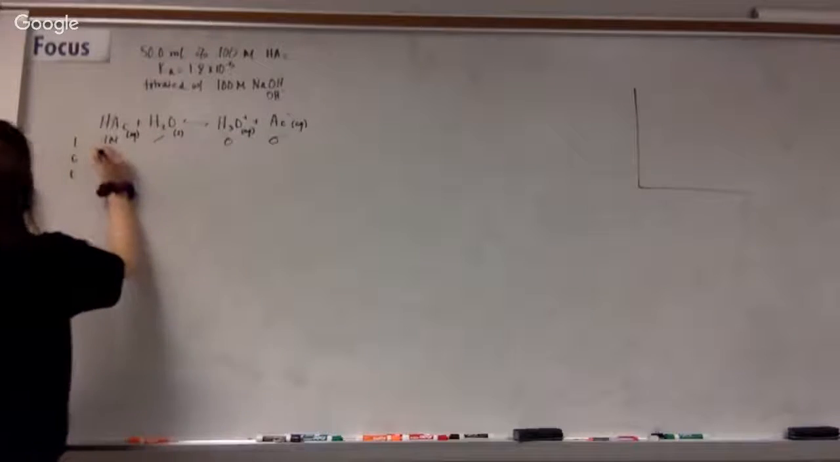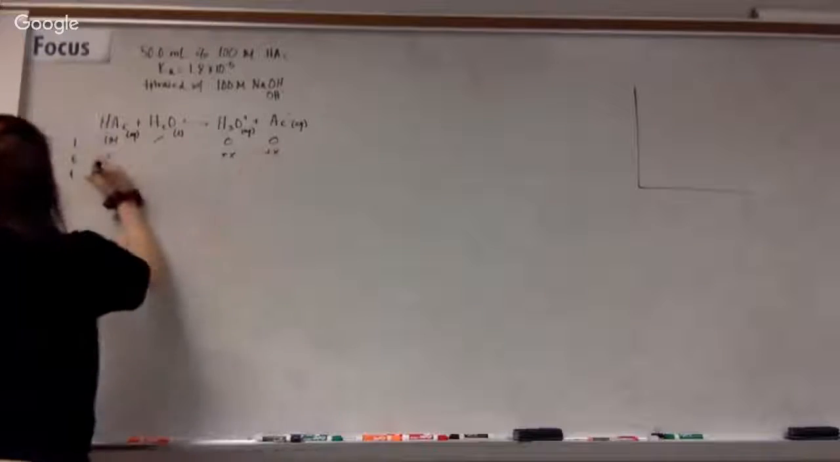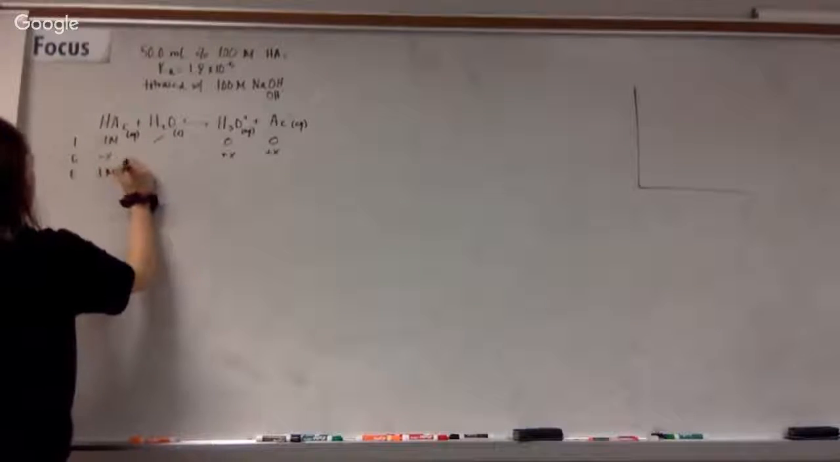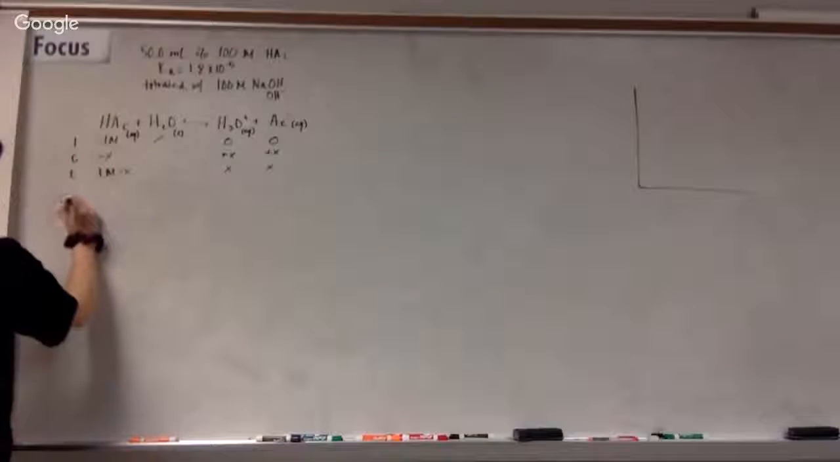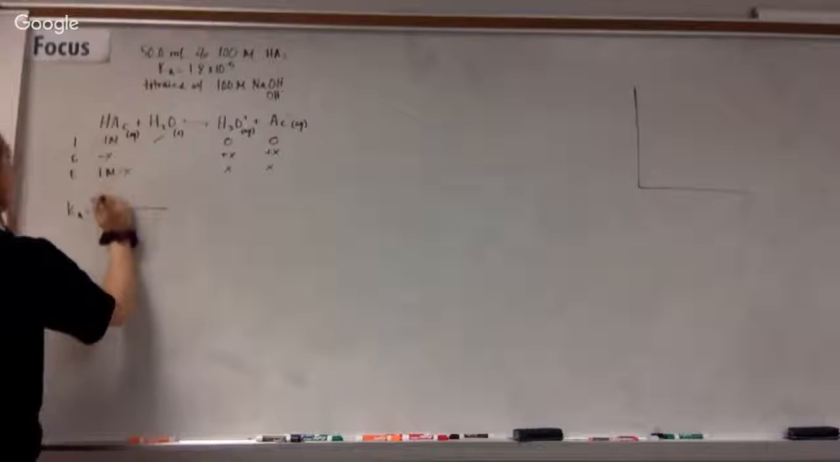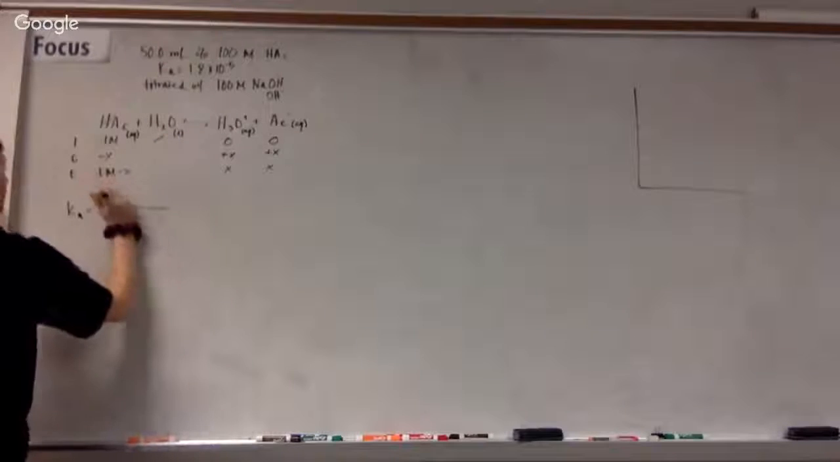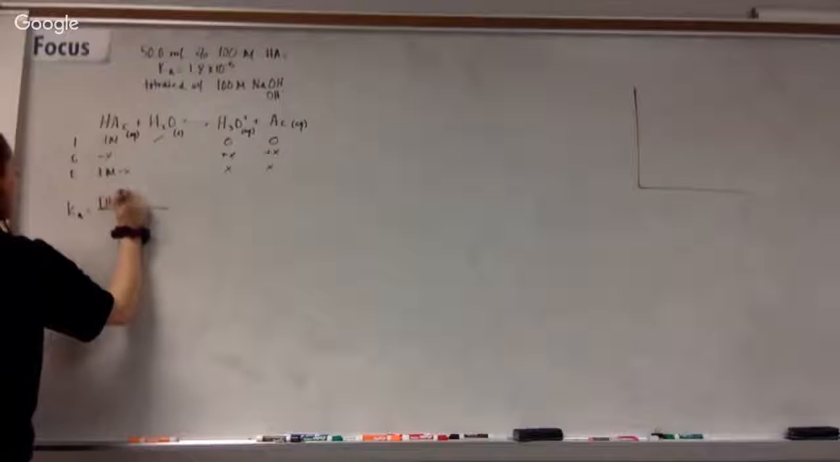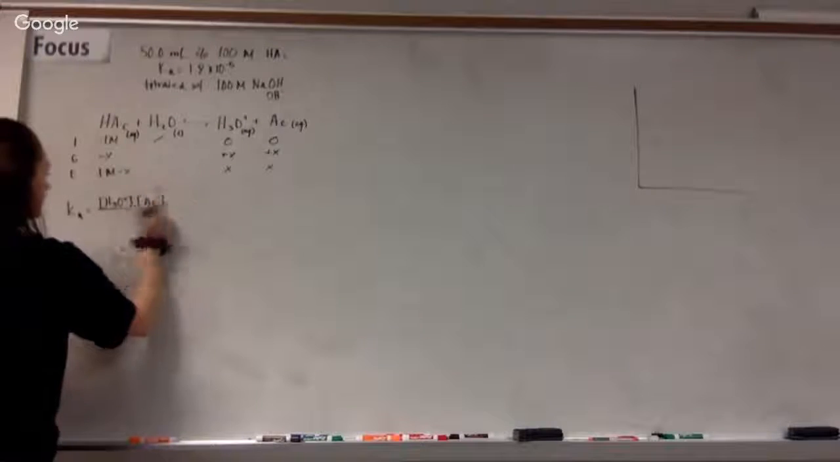I love how you put a line through there. Minus X, plus X, plus X. Brilliant. And then 0.1 molar minus X, and X, and X. So can you write the law of mass action? Ka is equal to, and actually put the values in, just so we get in the habit of it. The square brackets of H3O plus times square brackets of Ac minus, all over the square brackets of HAc.